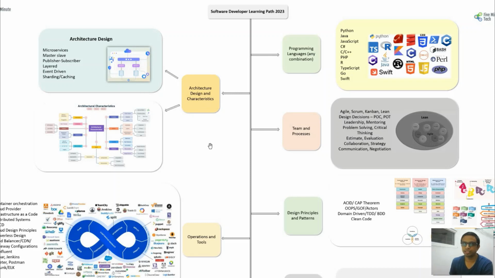Moving on to the next part, we have the architectural design and the characteristics. The architectural design basically refers to things like microservices, master slave implementation, a pub sub implementation, a layered approach to your application implementation, event driven. If you write an application which is event driven, you can even implement sharding or caching. Those are the basic different types of architectural designs.